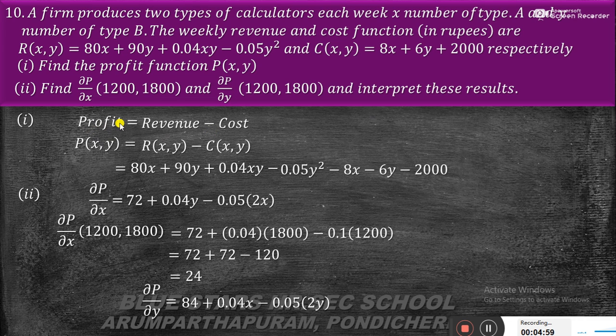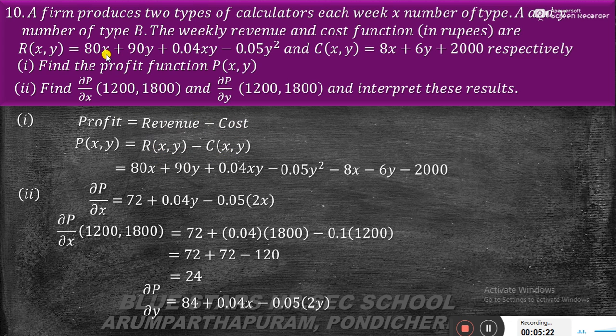First, profit means revenue minus cost. Revenue means the sales amount, how many calculators of type A and type B we sold in sales, and minus the cost of manufacturing. So this is the profit: revenue minus cost, that is, R of x comma y minus C of x comma y.